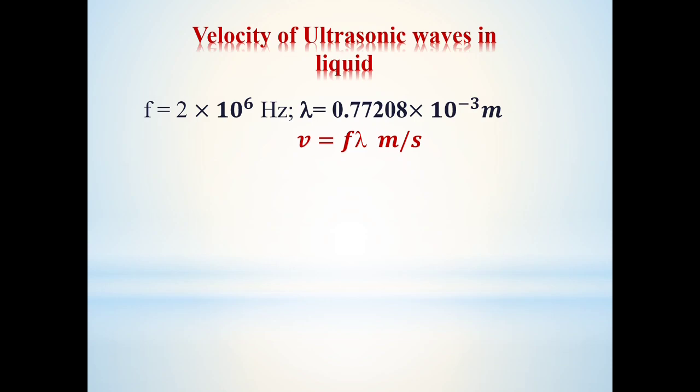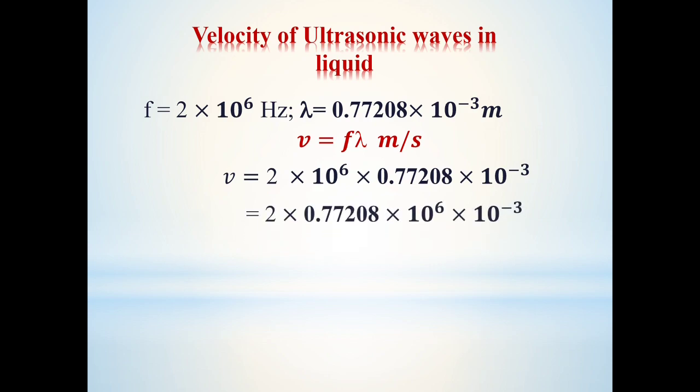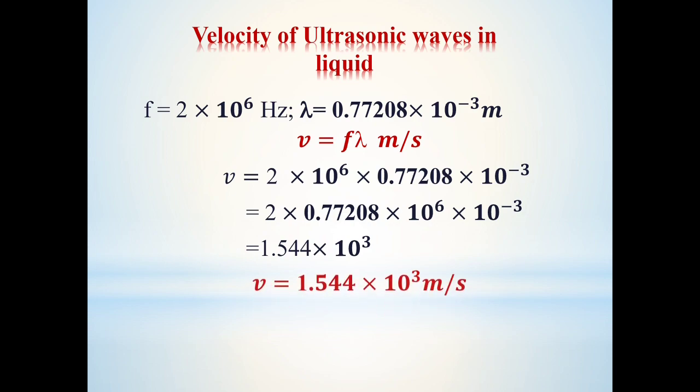Then the lambda value we have just calculated is 0.77208 into 10 power minus 3 meters. Let us substitute it. So 2 into 10 power 6 into 0.77208 into 10 power minus 3. Let us keep all the numbers on one side and powers at the end. So it is 2 into 0.77208 into 10 power 6 and 10 power minus 3. When you multiply the numbers, we get 1.544. When you add up the powers, 10 power 6 plus 10 power minus 3, we get 10 power 3.